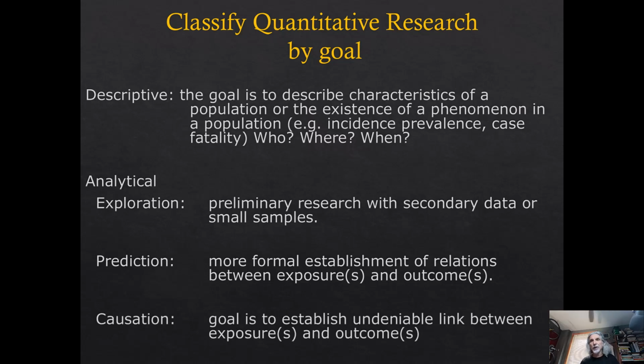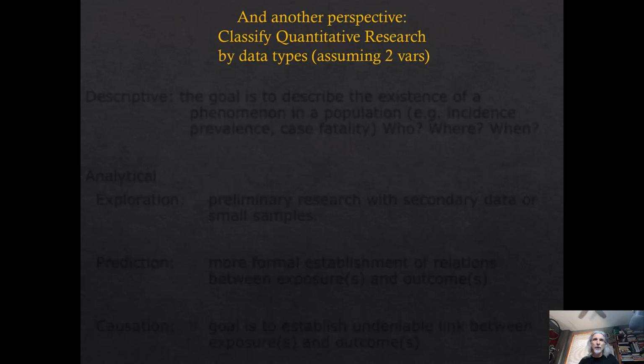Causation: the goal is to establish an undeniable link, or at least a very convincing link, between exposure and outcome. So that's an explanation. This outcome is explained by this exposure, more than just predicted. So there's something more going on than just a connection.